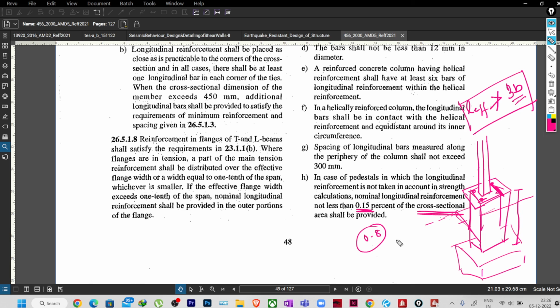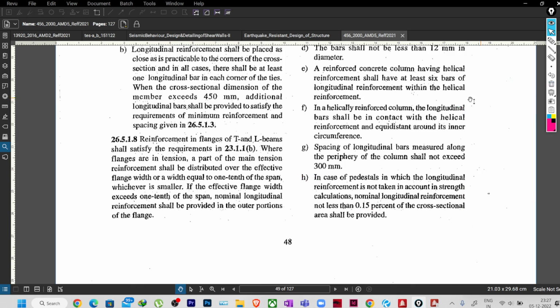0.15% of the cross-sectional area. But again, if the demand is more, that means if the analysis moment is higher than the moment capacity of the section, obviously in that case the reinforcement will be calculated based on the demand, not the minimum reinforcement. This clause applies only when the moment capacity of the section is enough to take the analysis moment. In that case only 0.15% minimum reinforcement will be provided in the pedestal. So this is what it meant to say.